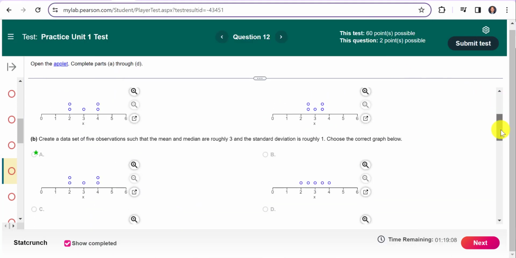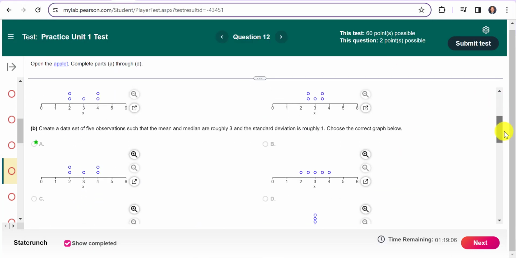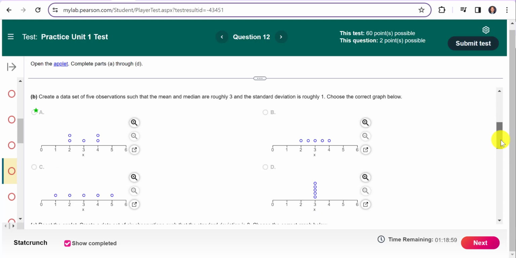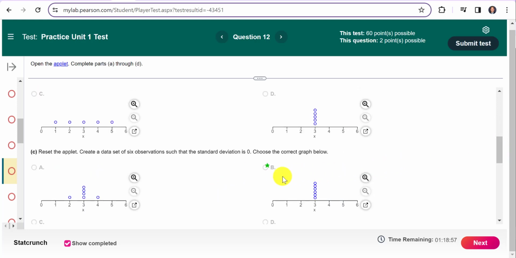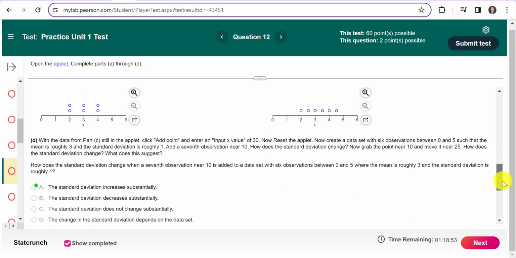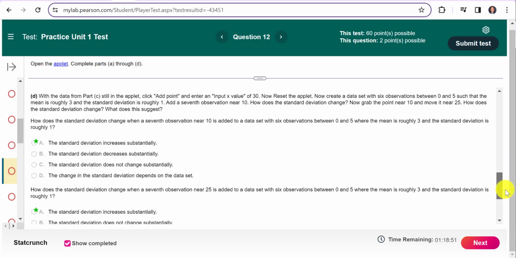And if we scroll down, part B, roughly 1, so we kind of already made that. So pretty much on this one, you just use that applet, make the graphs, and this is a standard deviation of 0. That's pretty easy because they're all the same. And so let's look at this one. What does the standard deviation change when a 7th observation near 10 is added between 0 and 5, where the mean is roughly 3? That would really increase standard deviation because that would really spread it out.